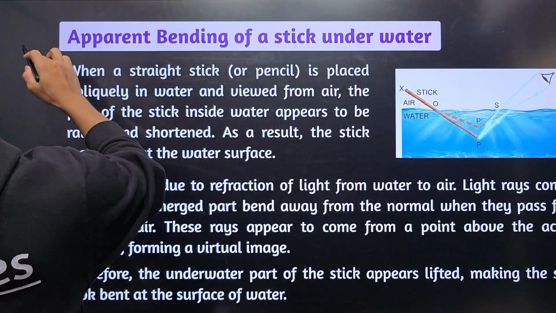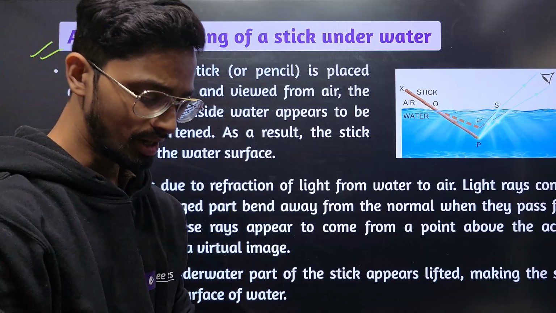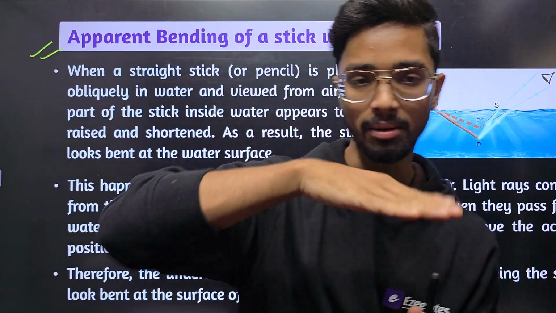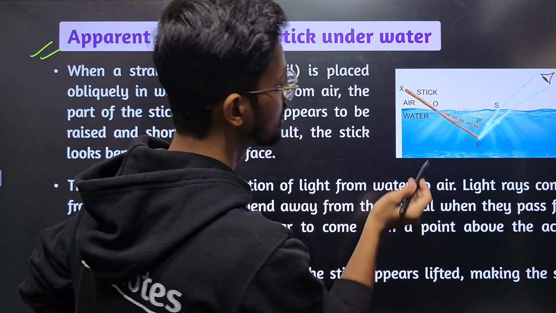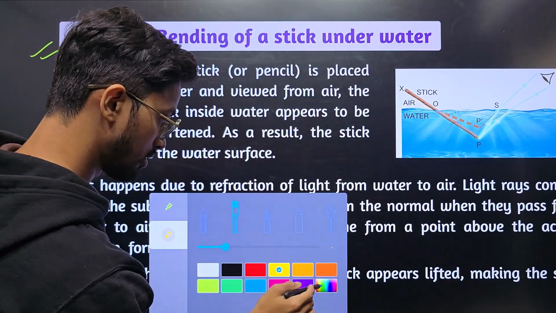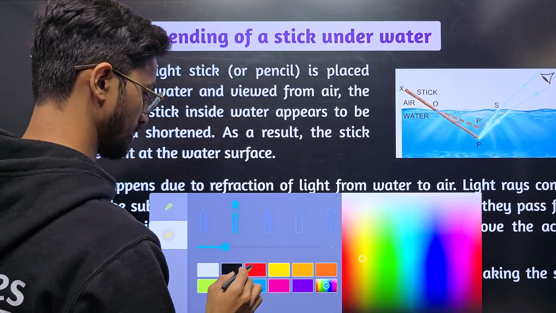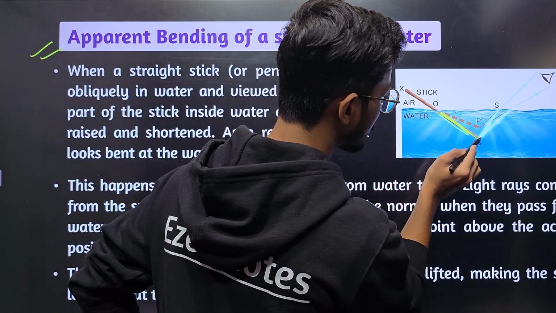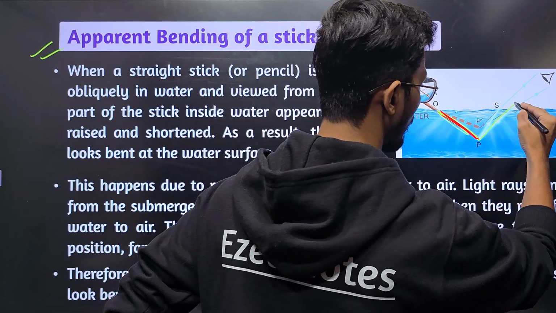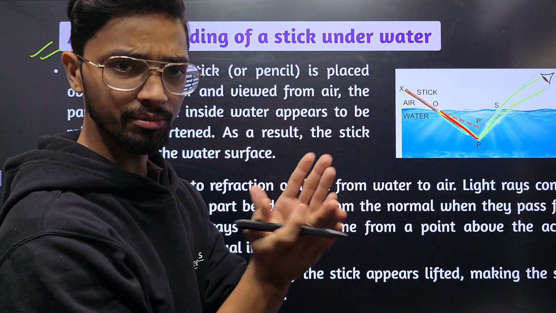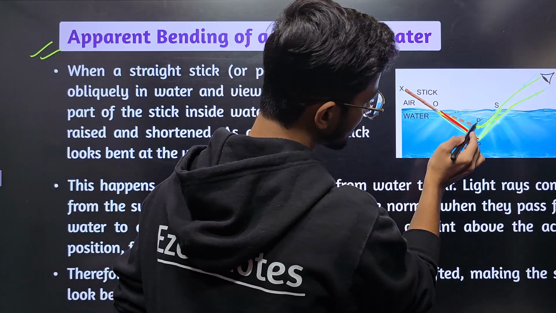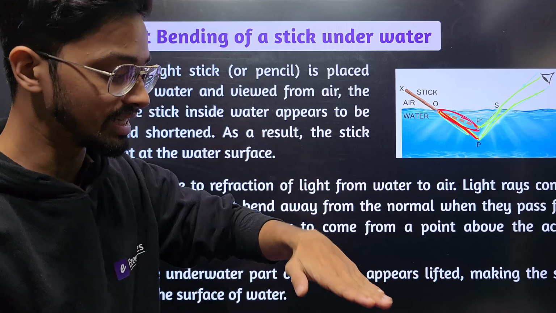Next, apparent bending of the stick under water. What happens? As soon as we put a stick inside the water, the stick appears to be somewhat bent, right? Why does it happen? See here, this is the actual stick. There are two rays coming out from here, 1 and 2. They are bending away from the normal because it's going from denser to rarer medium. So if we retrace this, they are meeting here. So this stick will be seen a bit bent.